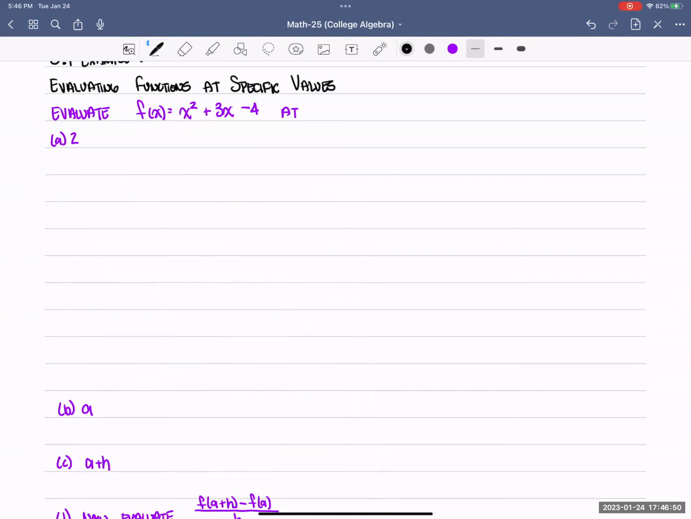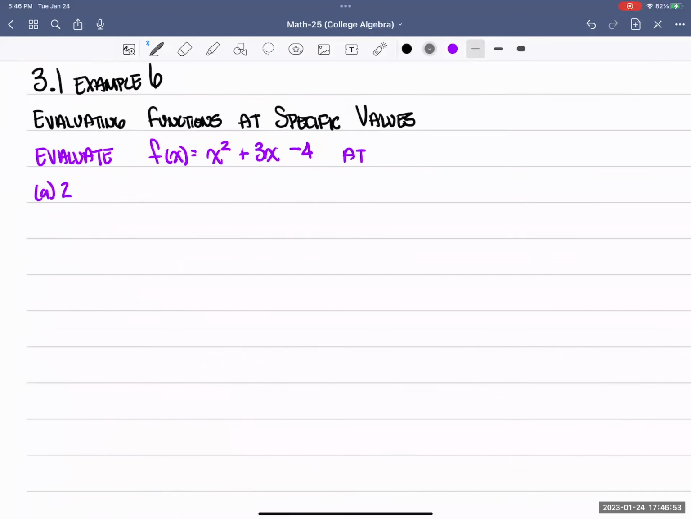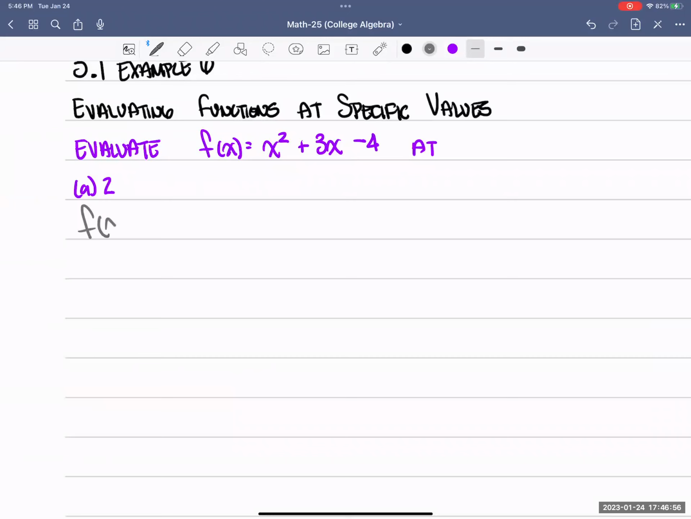So we have the function f of x. F of x is equal to x squared plus 3x minus 4. And we want to evaluate it at 2. So everywhere we see an x, we're going to replace it with 2. So f of 2 is equal to our input squared plus 3 times our input minus 4. Everywhere we see an x, we're going to replace it with 2.